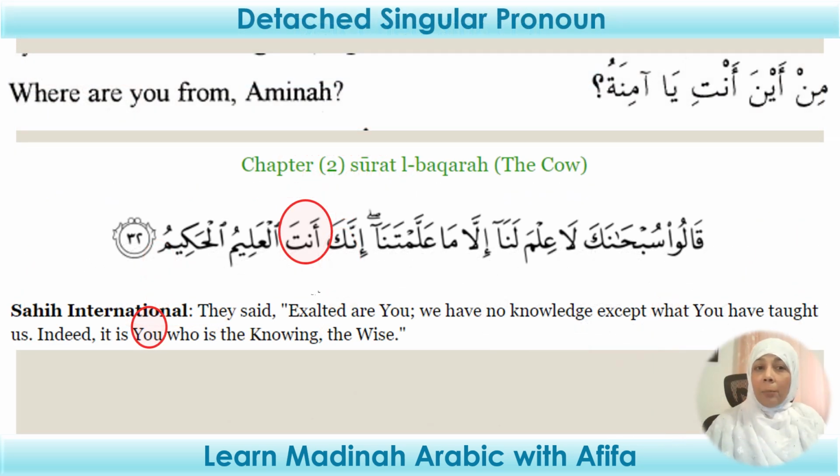So let's say in Arabic, where are you from, Amina? So we say, min aina anti, ya Aminatu. So note here, anti is used because you are speaking to a feminine. This is feminine you. So let's do a practice from a verse, and we only will cover the part that you have learned. So this portion of the verse says, Innaka antal alimul hakim. So here the angels are speaking to Allah directly using the pronoun anta, you.